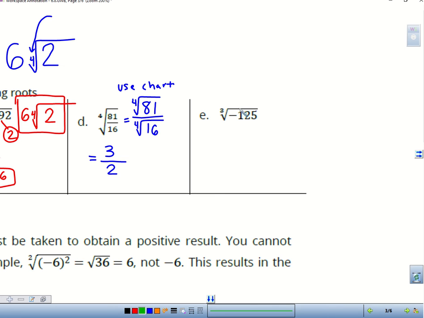Alright, so let's talk about negatives. So we all know that when you try to take a square root of a negative, you get an imaginary number, right? Correct. However, you can take odd roots of negative numbers, okay? So if your index is odd, this is not going to be imaginary. I'm going to show you why. And then once I show you why, I'm going to show you the easier way to deal with this.